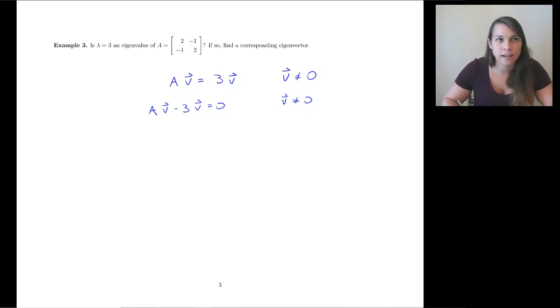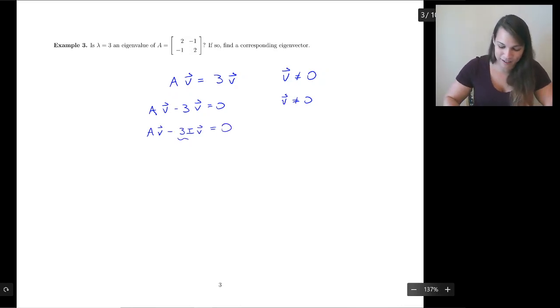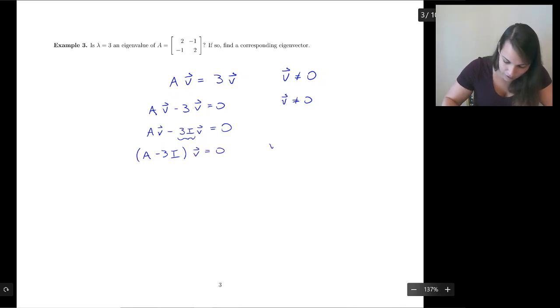Then I would like to factor the v out, but you can't do A minus 3, because A is a matrix and 3 is not. So I'm going to get clever. The identity matrix times v is just v still. That right there is a matrix, so now I can factor v out. So A minus 3I times v equals 0, where v is not 0.